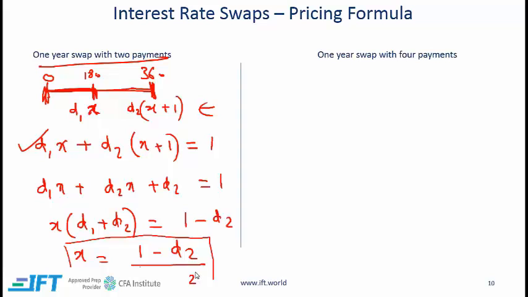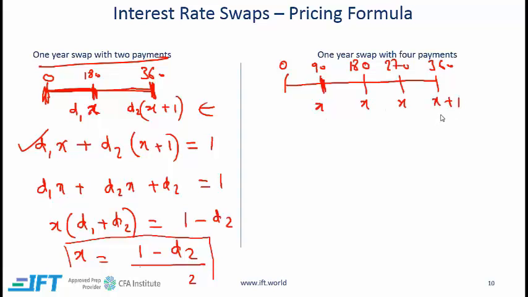Now, we did this for a swap with 2 payments. What if you have a swap with 4 payments? So you will see this scenario in the curriculum quite often. I've seen either swaps with 2 payments or swaps with quarterly payments. So if you have quarterly payments, then what will you see? There'll be a payment or a reset date at 90, 180, 270 and 360. Now the X is the fixed payment at the end of every quarter. So what are those payments going to be? X, X, X, and then X plus 1.